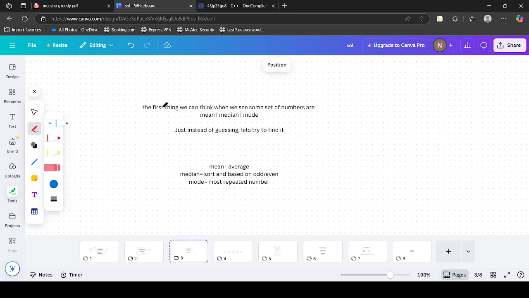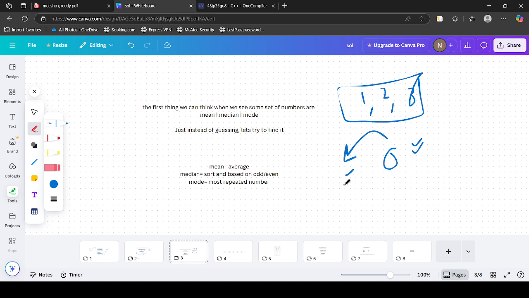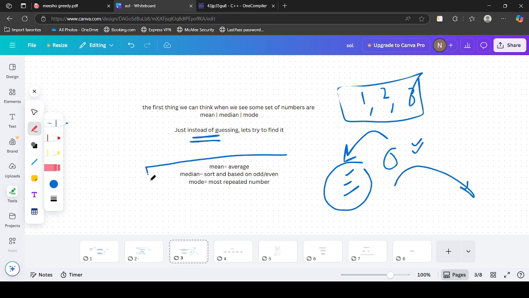And the first thing that we can think when we see some set of numbers, for example, if we see 1, 2, 3 for the first time and we are trying to get a single number, what they can be, we will simply guess whether it is mean or median or mode, because these three are the simplest ones, or they can be others as well. What is mean? It is simply the average. Median, we can sort it and find the middle value based on the length, and mode is the most repeated number. So instead of guessing, let's try to do some mathematical derivation.